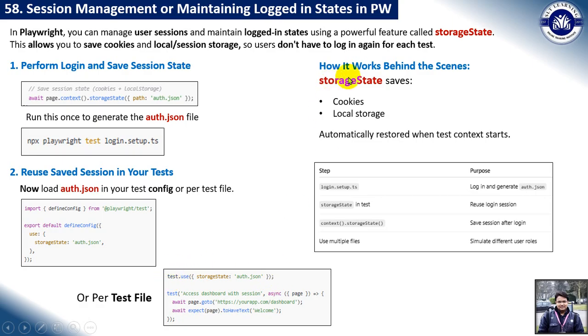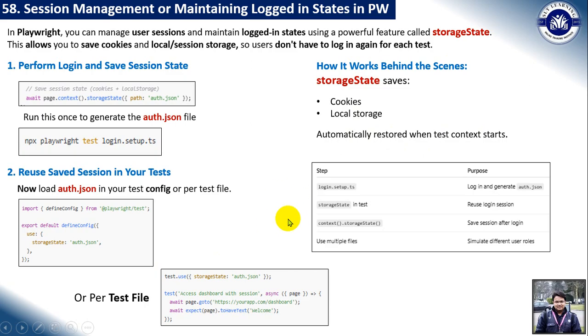Okay, and how does it work behind the scenes? Storage state will save the cookies and local storage and automatically restore them when the context starts. So when the browser context starts, it will automatically fetch the login and authentication information from the cookies and the local storage. Okay, so login.step.js is the first file you need to create for login, which will log in and generate the authentication.json, and this stores the storage state in a test and reuses the login session. Then context.storageState will save the session after the login and can be used in multiple files to simulate different user roles.